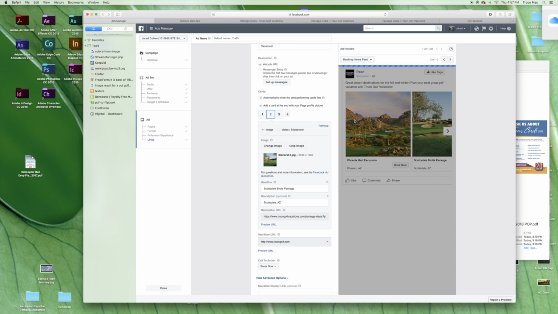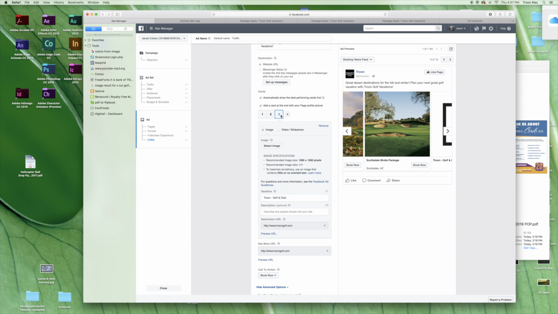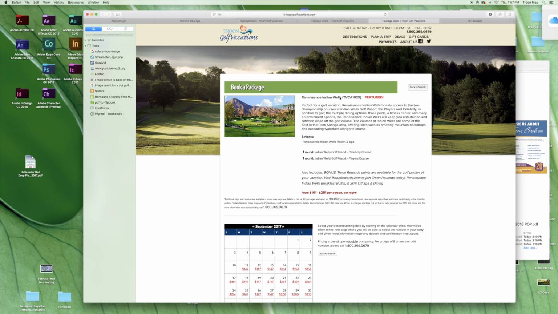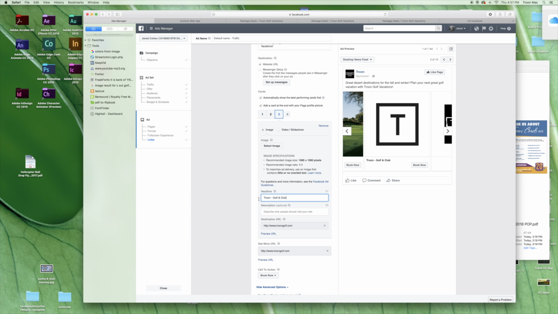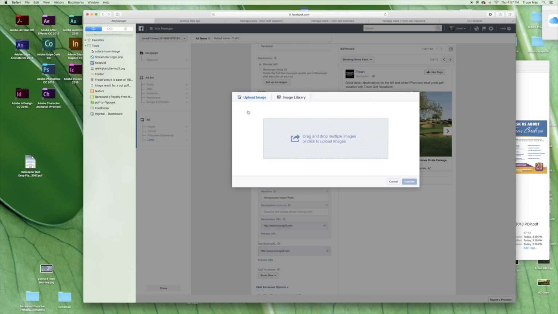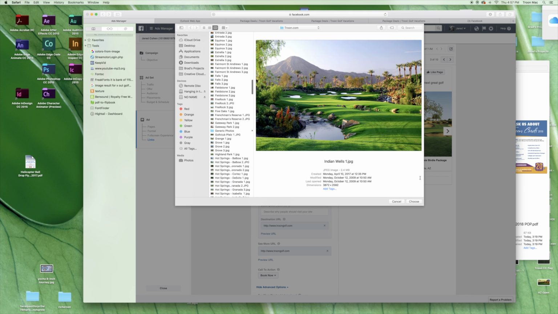All right, now that one's done. Make sure it loads correctly. And we'll do a third one. Third and final. This one is in Palm Springs. So we'll change the headline, select an image, love that shot.